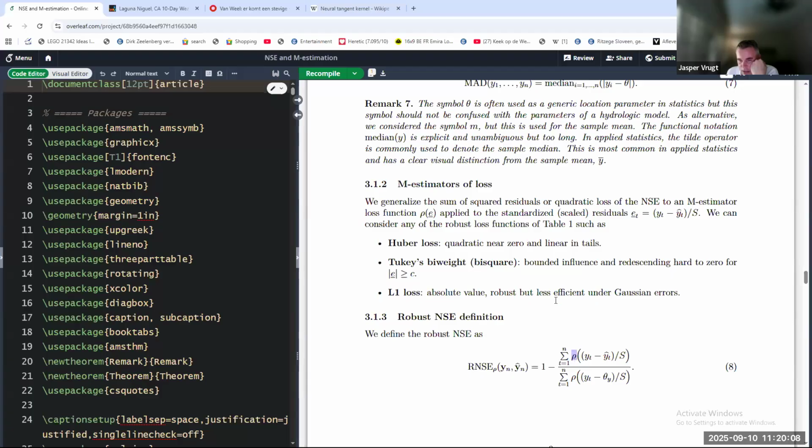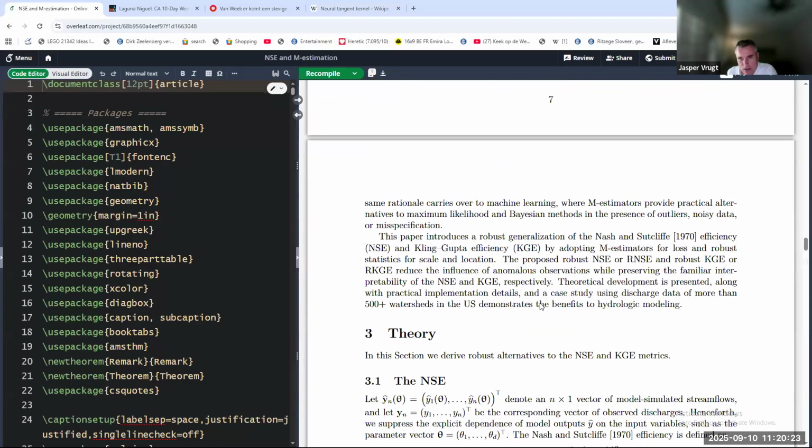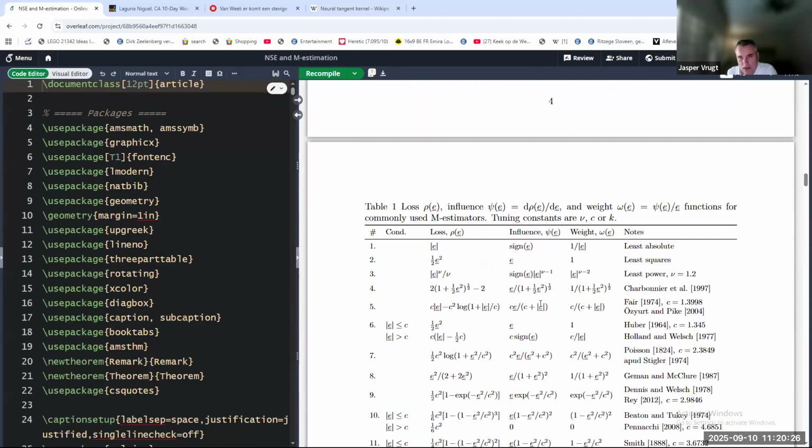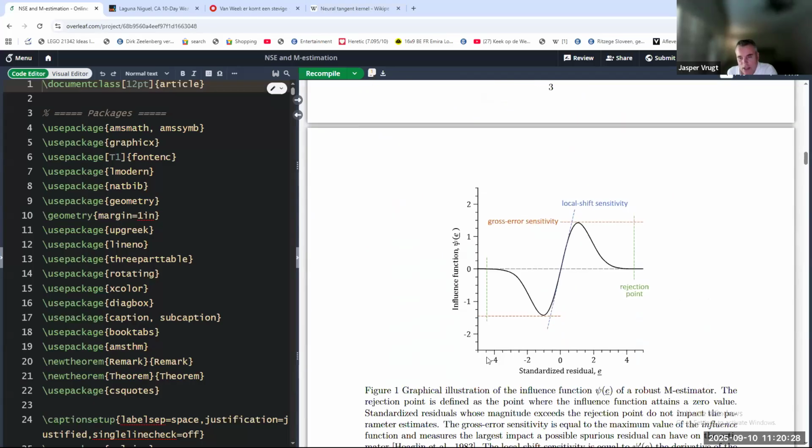Because now in the numerator, Nash-Sutcliffe has the sum of squared residuals. And that's not robust against outliers. So you can replace that. That's the idea of M estimation. Here's a figure, I think, of the standardized residuals. Have you talked to Richard Vogel?